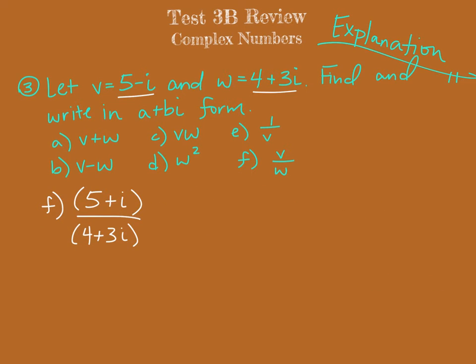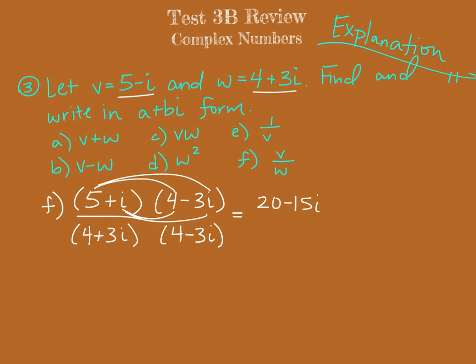In part F, in order to divide, we need to multiply the numerator and the denominator by the complex conjugate of the denominator, which is 4 minus 3i. When we multiply in our numerator, we do need to end up getting 4 terms, so we'll distribute the 5 through to get 20 minus 15i. Then we'll distribute the i through to get plus 4i, and then minus 3i squared.